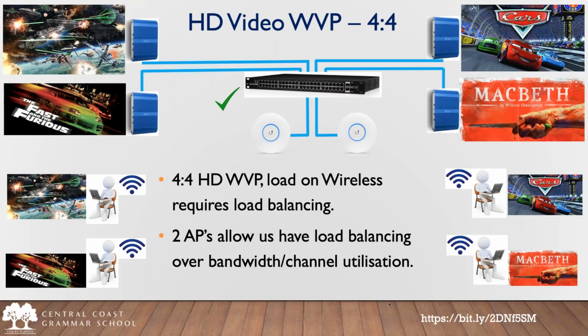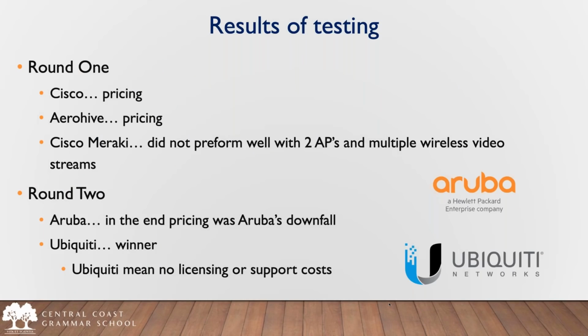So the results of my testing were that Cisco and AeroHive were out because of pricing. They were just too expensive for me. Meraki didn't work well with 2 APs and multiple wireless streams. And when I spoke to their engineering team, they said, sorry, not interested in that feature. Aruba and Ubiquiti were pretty much the same in terms of performance. Obviously, there are different features they do, but in the end, Aruba's downfall was its pricing.